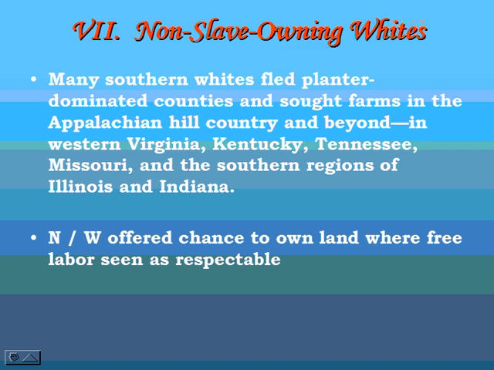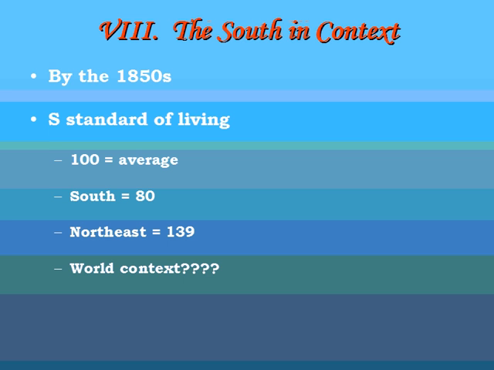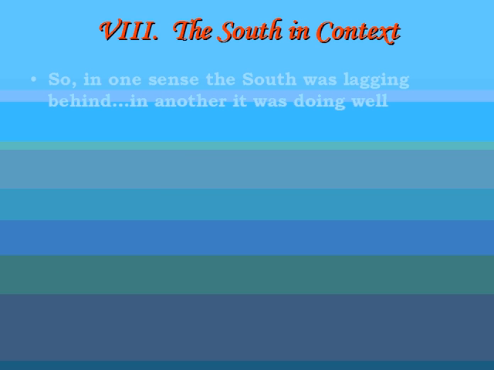South in context. By the 1850s, if we take 100 as the average standard of living number for someone in the United States, the South is lagging behind. Cotton production is making the very wealthiest Southerners very, very rich. It's not doing a whole lot for the rest of the South. This is kind of an unfair comparison, though, because by comparing the South to the Northeast, we're comparing the South to one of the wealthiest areas in the world at this point. So we should see the South in a world context, and that's a little bit better. If we compare the South to the Northeast, the South is lagging behind.